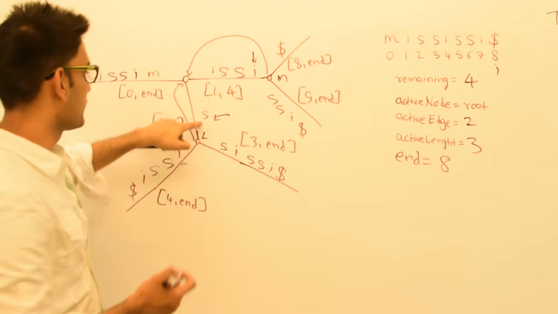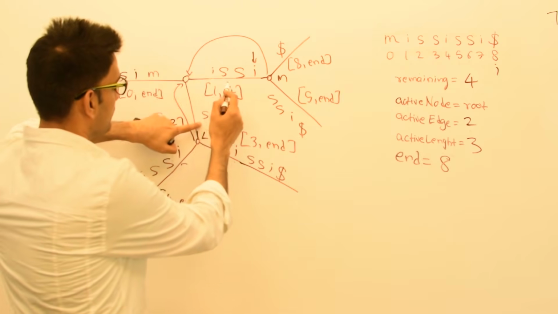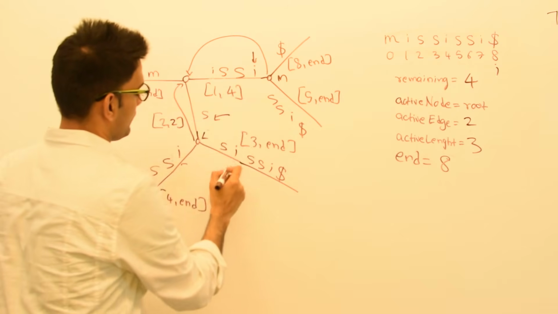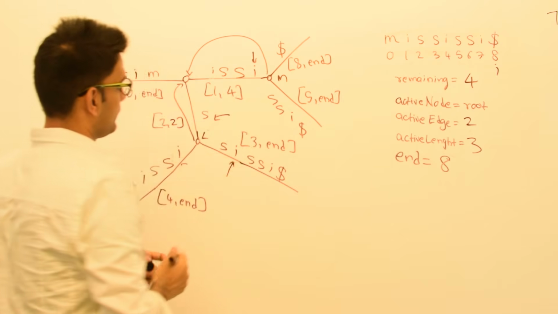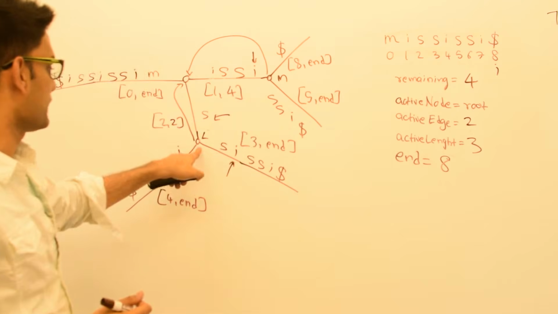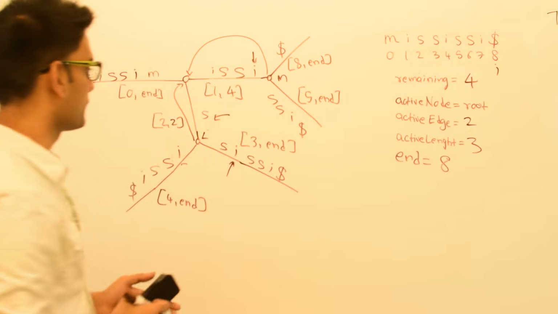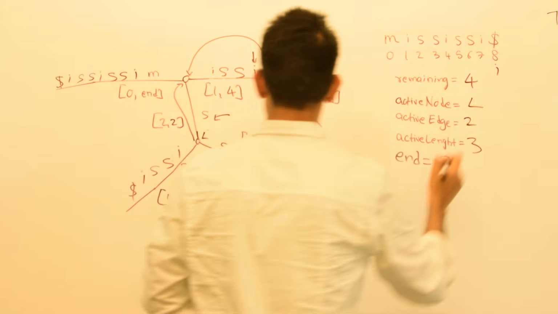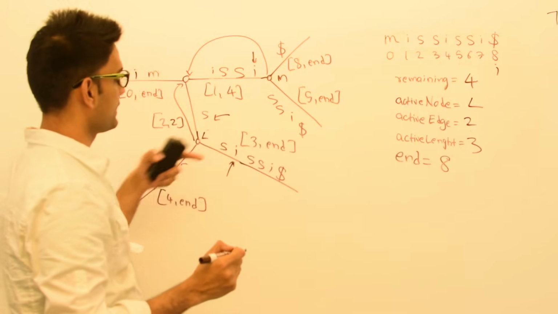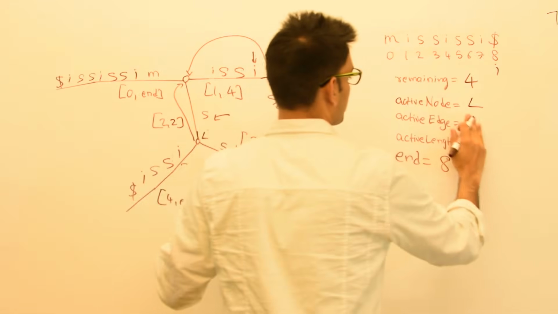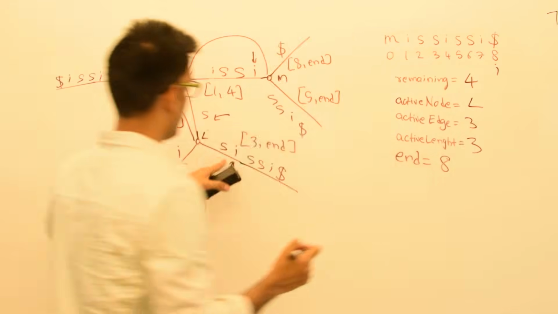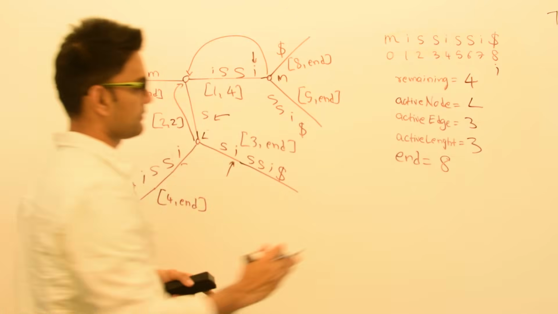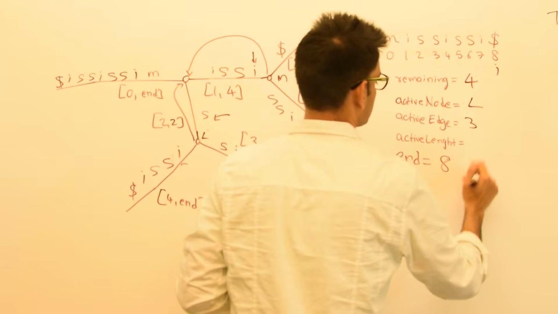So we move S here, so that's this guy. Then the next two characters are SI, so we move here and here. So we reach this point. Since we jumped this internal node, at that point our active node will also change. So our active node will become L, our active index will become 3, active edge will become 3, because that's the lower range of this edge, and our active length will become 2.